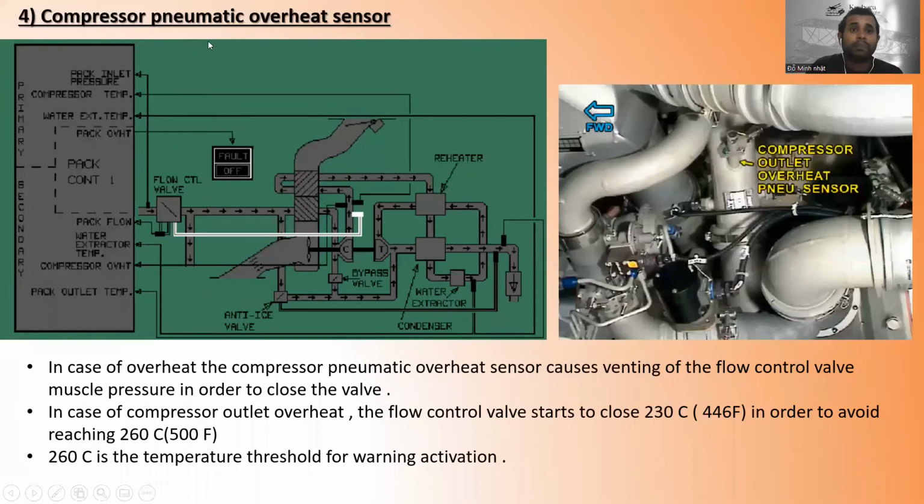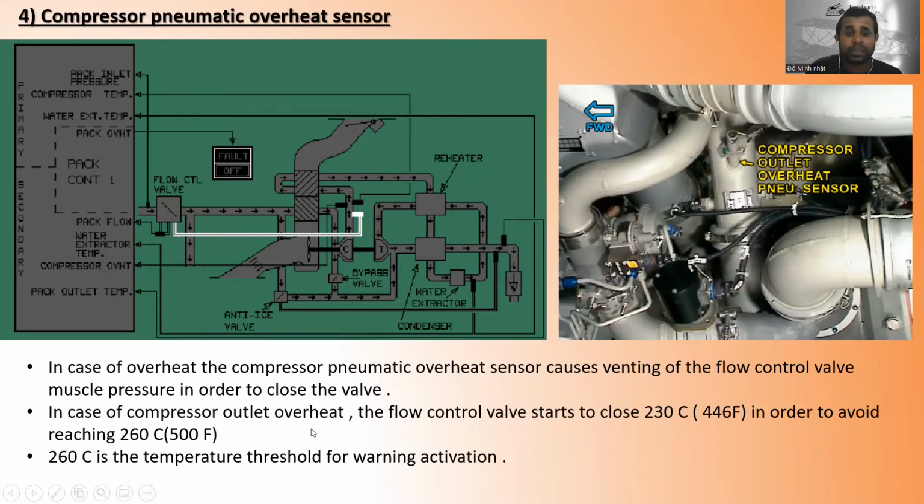Okay, so now let's go to the compressor pneumatic overheat sensor. The compressor pneumatic overheat sensor is there, right? Here is the live view. You can see the compressor outlet overheat pneumatic sensor. In case of overheat, the compressor pneumatic overheat sensor causes venting of the flow control valve muscle pressure in order to close the valve. So it's used to close the flow control valve by using the muscle pressure.